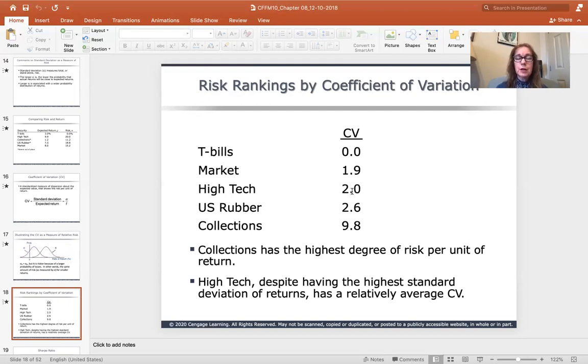Even though high tech had a very high standard deviation, the return was very high. So this would actually be our best investment from a risk-return perspective, high tech, followed by US Rubber and then collections. But this is only part of the story, because you want a portfolio that's very diversified, and you can achieve diversification benefits by adding collections to your portfolio, as we're going to see in a minute.